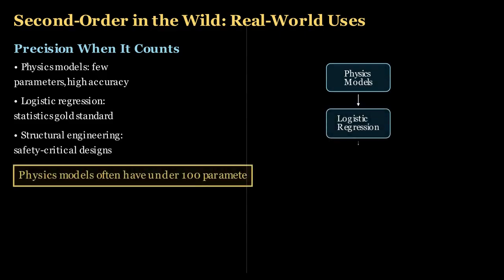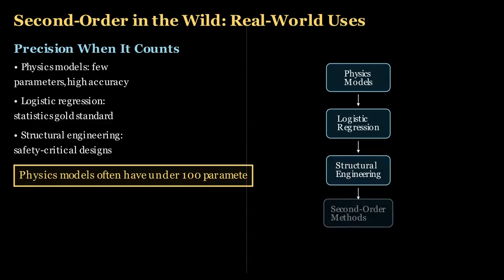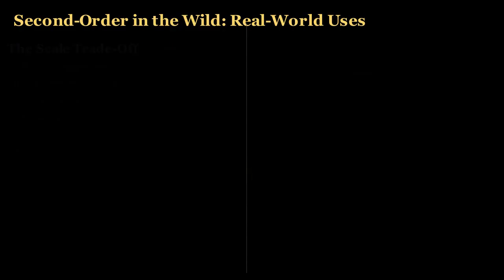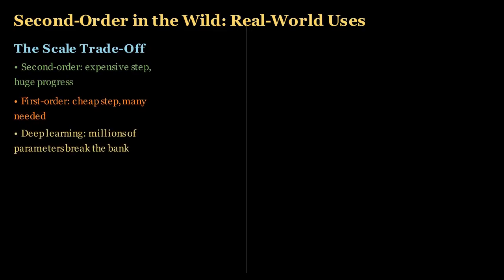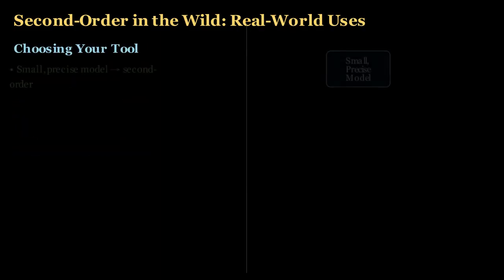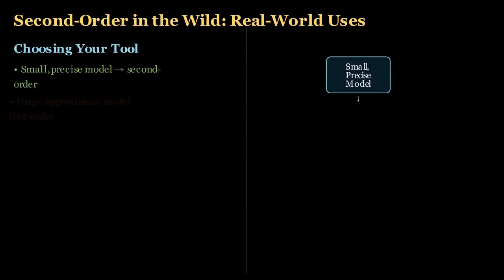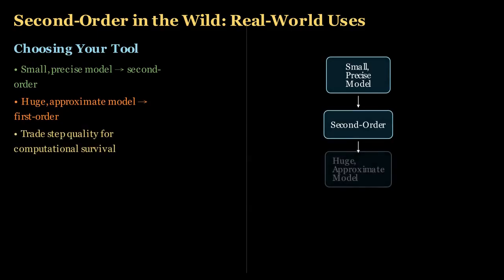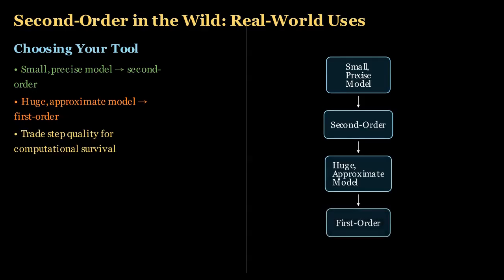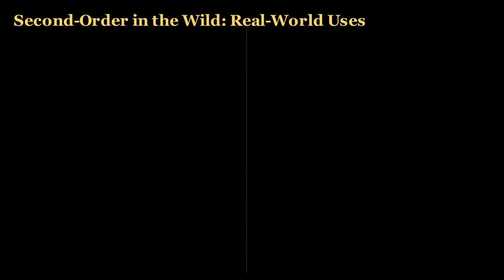For an n-parameter problem, we just saw conjugate gradient cleverly avoid storing big matrices. Now let's see where these second-order methods shine: any field needing exact answers from small, precise models. Each second-order step costs more compute but makes far more progress. When your model has millions of parameters, that cost becomes impossible, so deep learning sticks with cheap first-order steps. So the choice is clear: when every parameter must be exactly right, physics, statistics, and engineering pay for second order. When scale dwarfs precision, survive with first order.